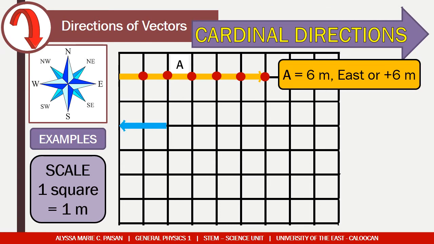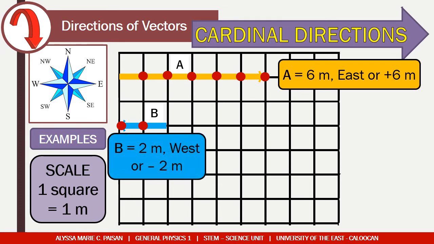Next, let's have vector B. Let's say that this blue arrow is vector B. And then we're going to count again how many squares it covers. 1, 2. Therefore, the magnitude would be 2 meters, not 2 squares. Remember, that's the rule for scaling. And then it's going to the west. So we can write vector B as equal to 2 meters west, or it can be negative 2 meters. Okay? Next, let's have vector C, this green one.